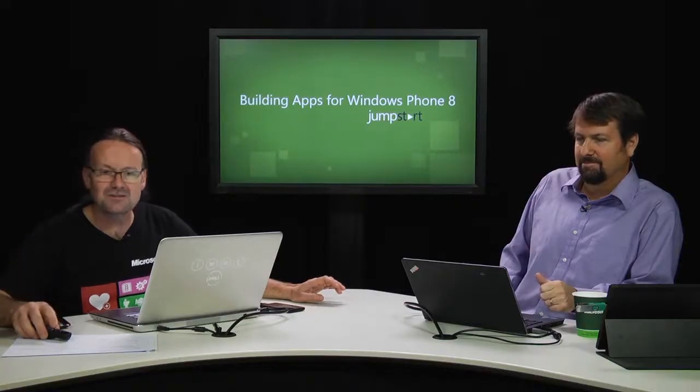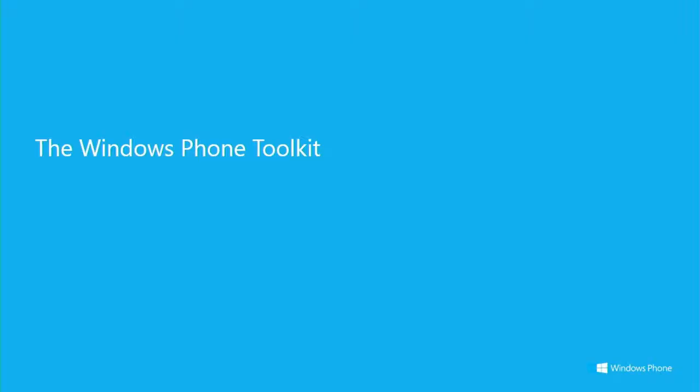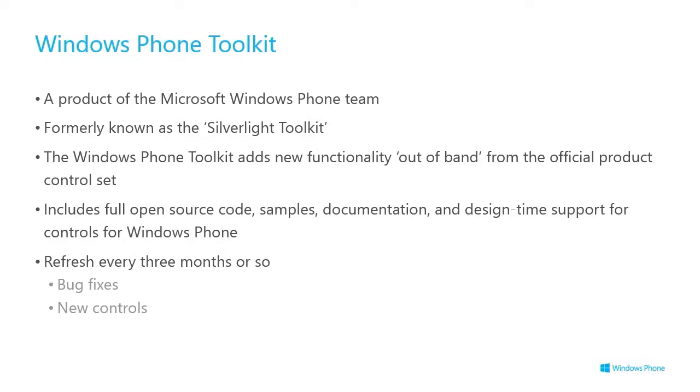Right, so the last topic in this session is all about the add-ons we've got in the Windows Phone Toolkit. Excellent. So the Windows Phone Toolkit is formerly known as the Silverlight Toolkit, and it actually comes out of the Windows Phone team, just the same as the SDK does.